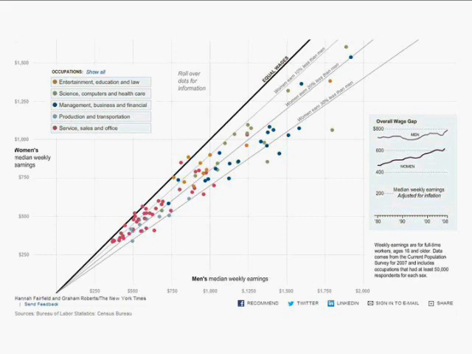And the second element to this is that they've added these additional lines below the heavy line, which would show you 10% less, 20% less, and 30% less for women than for men. And that's also very, very useful and very smart, because it lets you judge the percentage that women are making less than men, down to less than 10%, which you wouldn't be able to do with a simple scatter plot.